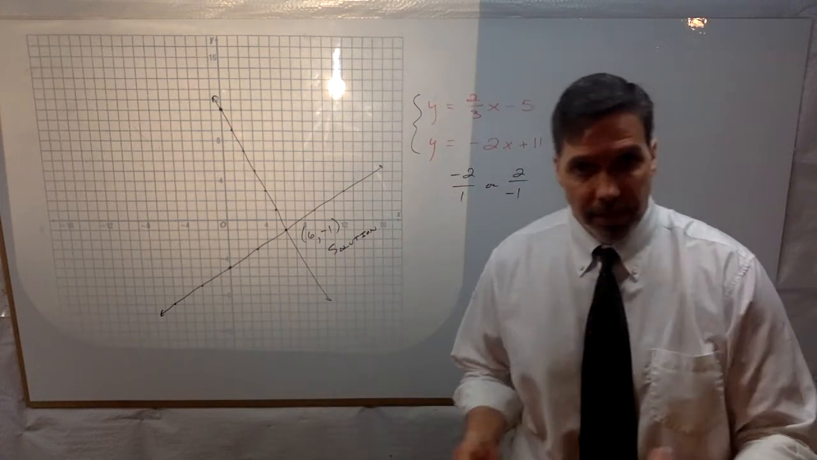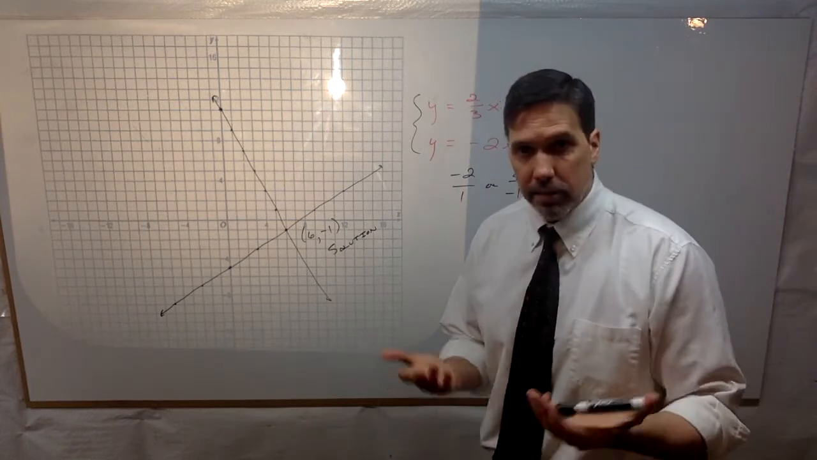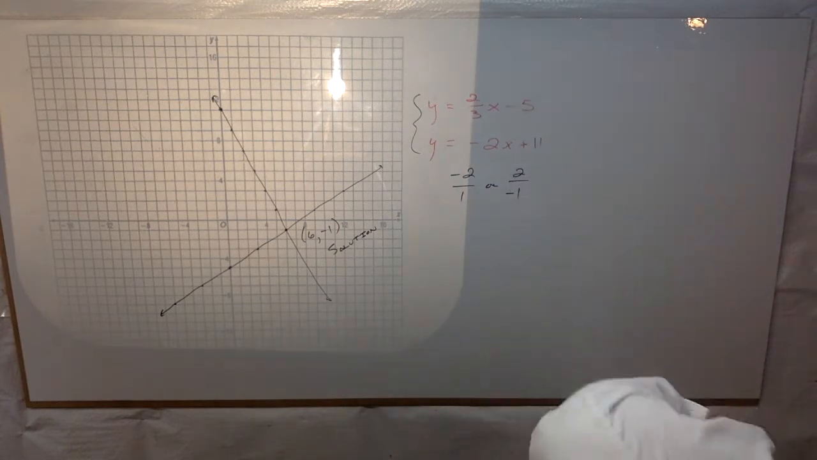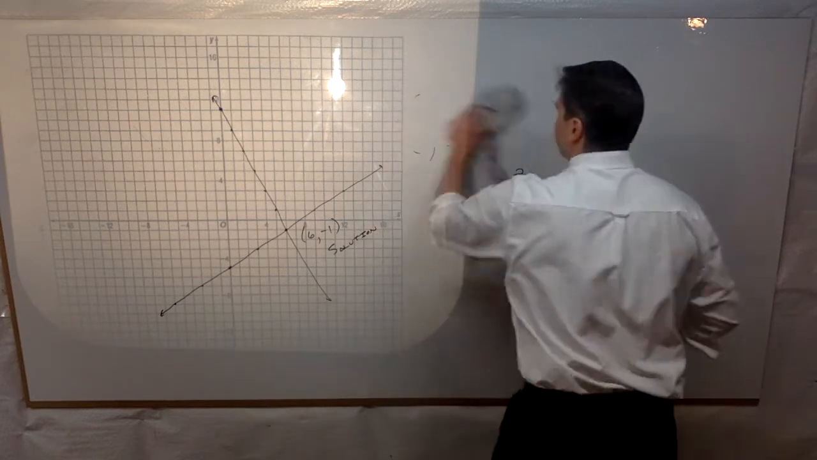This is called the graphing method. So literally you are just graphing these lines out and seeing where they intersect. Right? Let's take a second example.